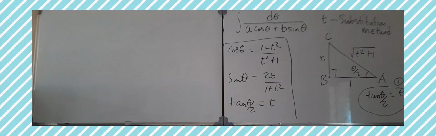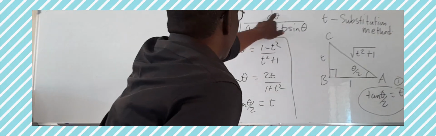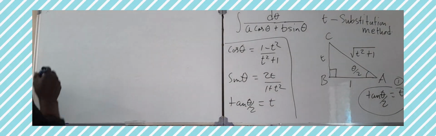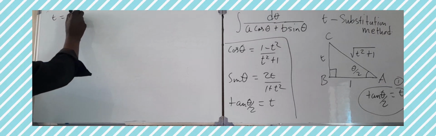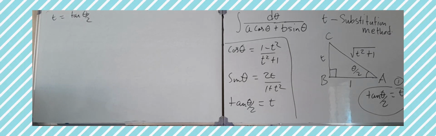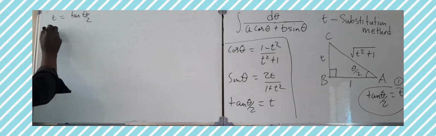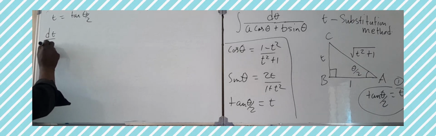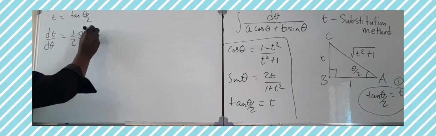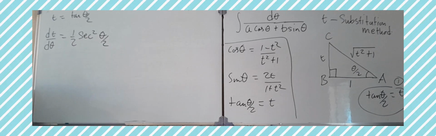Okay, so now remember we said we've done this, we've done that, what we're left with is that. How do we do that? Let's use this expression here. It says t is equal to tan of theta over 2. Let's differentiate both sides with respect to theta. We will get dt over d theta is equal to half sec squared theta over 2. Remember, the derivative of tan of theta is sec squared theta. So this is tan of theta over 2, so it becomes half sec squared theta over 2.